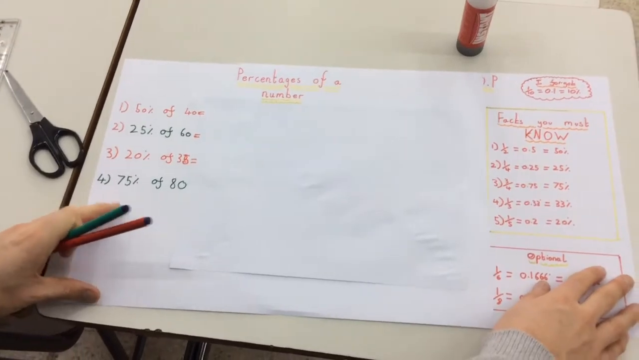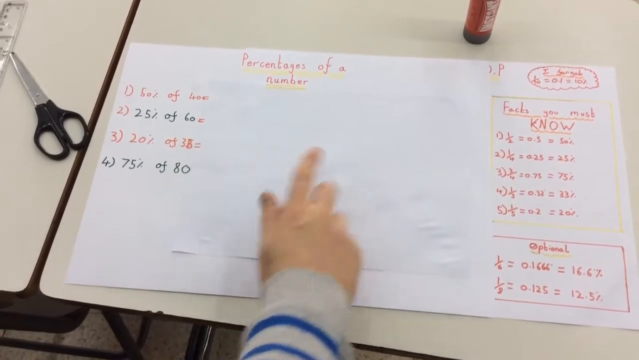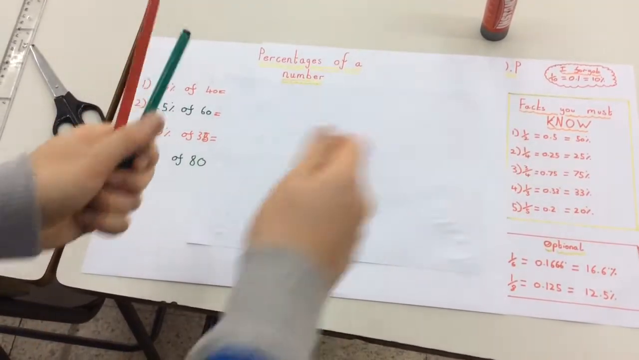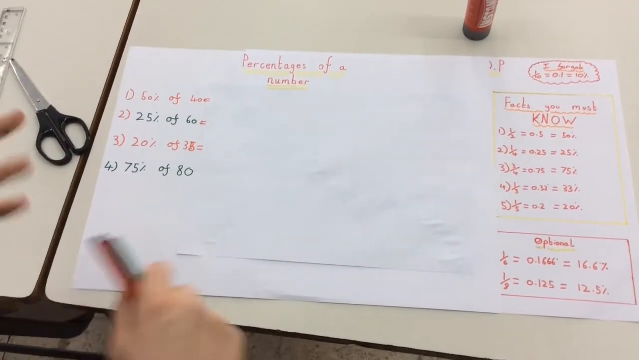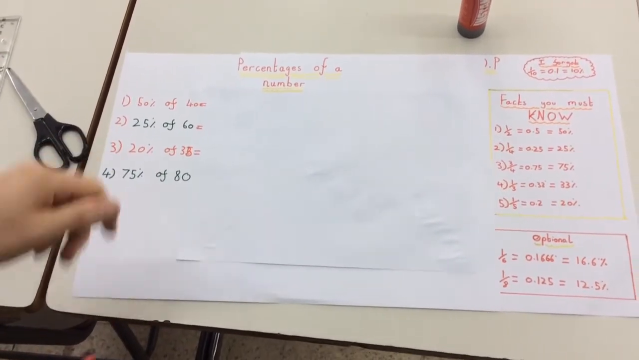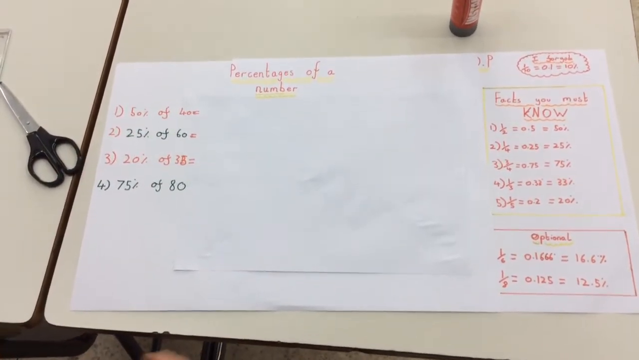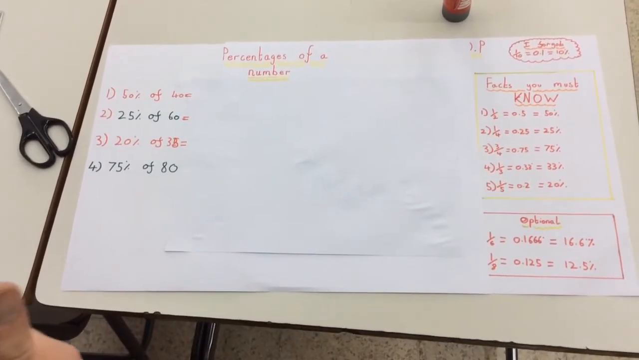What we're going to look at now is percentages of a number. And as you can see, I haven't made a mistake and had to stick a piece of paper over it. It just looks that way. Anyway, first I'm looking at what 50% of 40 is, because percentages are often used when we're trying to find a percentage of a number.